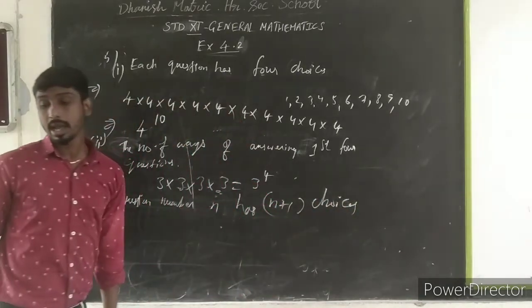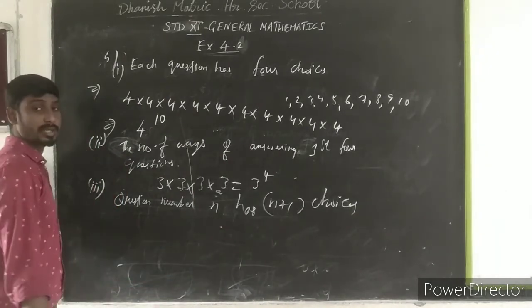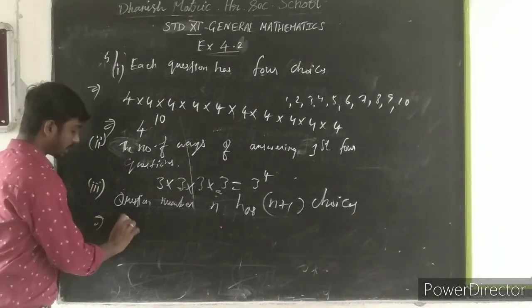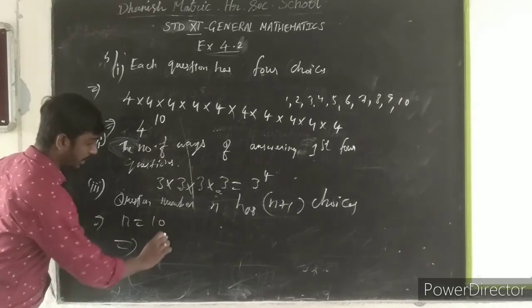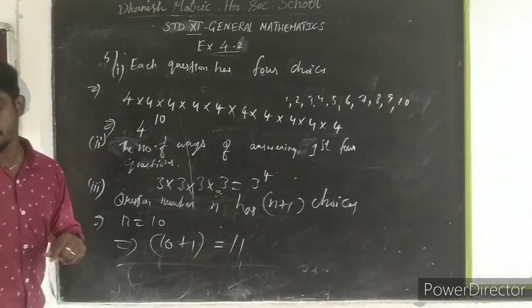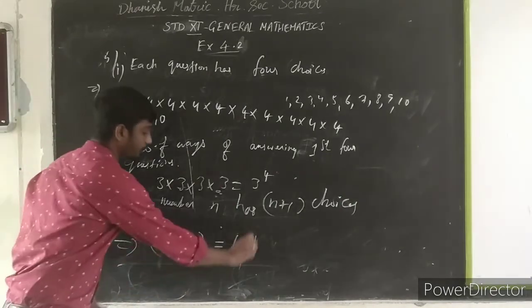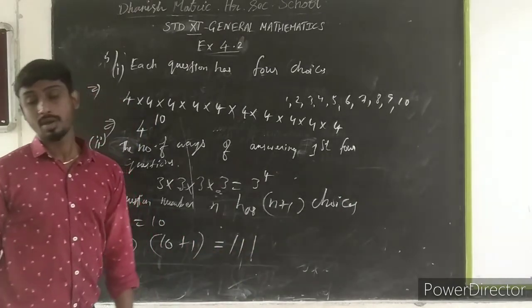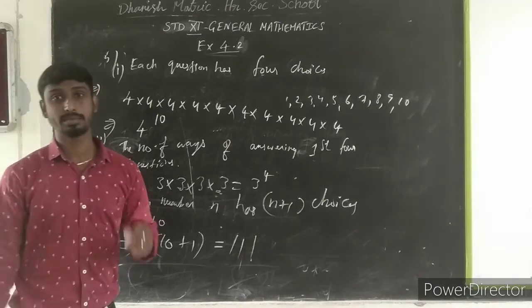So how many multiple choices here? Here n is equal to 10. Now we have to write like this: 10 plus 1, that is 11 ways of answering it. So this is a very simple one.